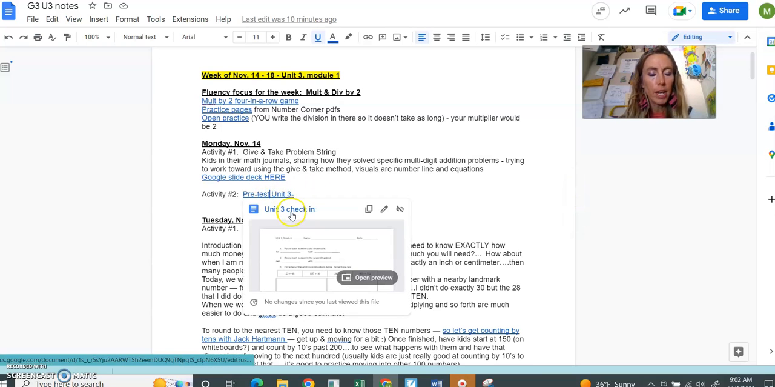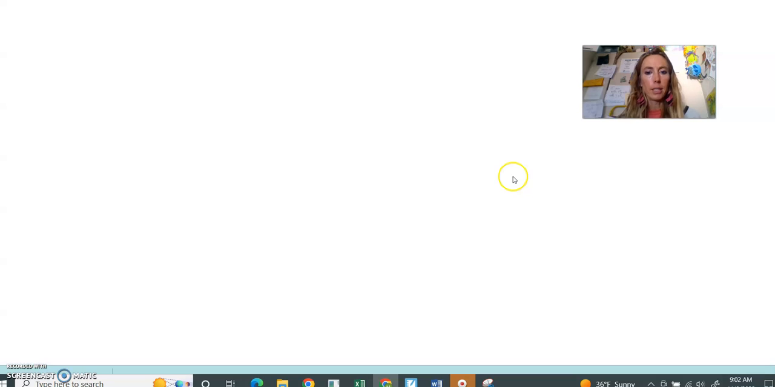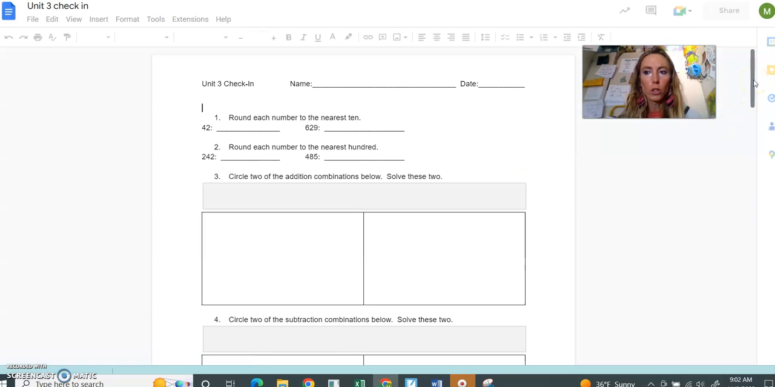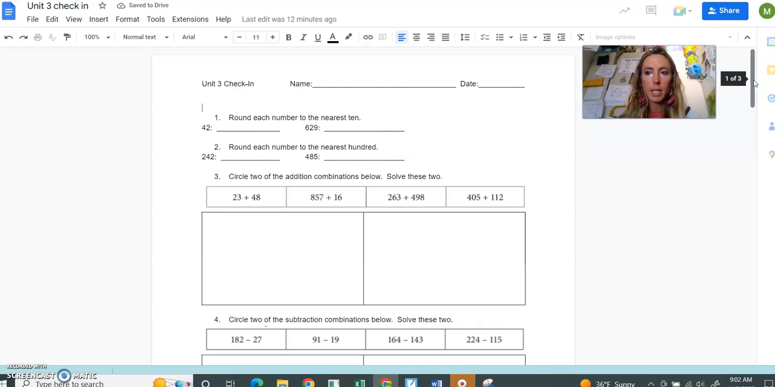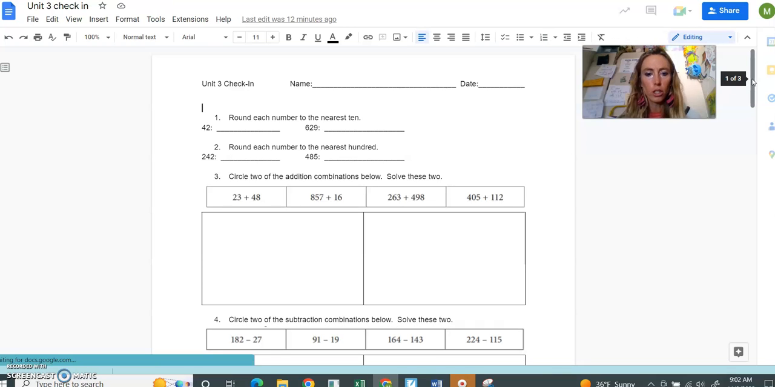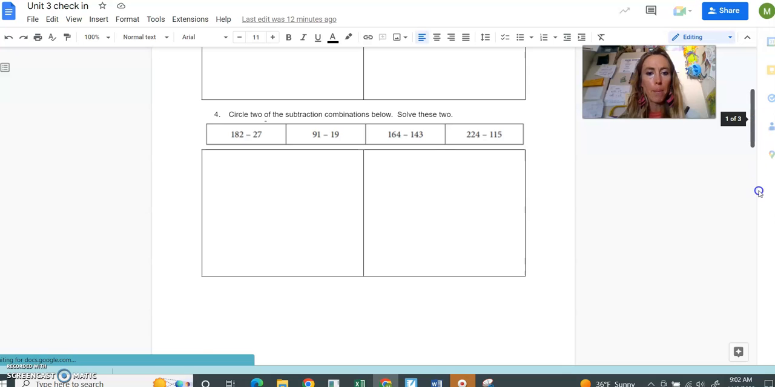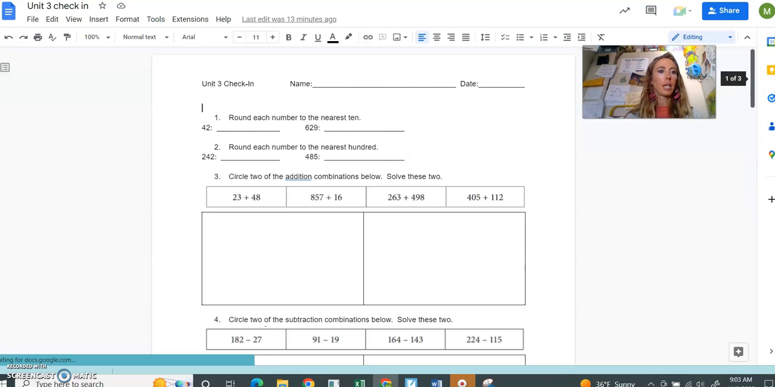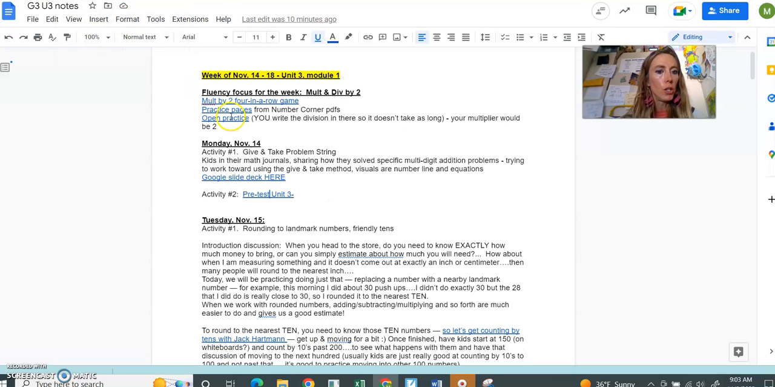Then we have, if you want and you like to give out pretests, there is a revamp of the pretest for you. Make it a little shorter, to the point, has a little bit of rounding, has some addition, subtraction, and then on the back page, it has a word problem on it. Okay? So up to you if you want to go there.